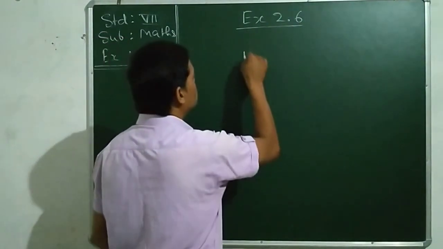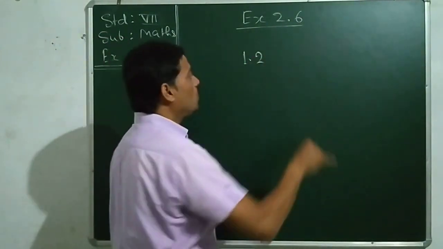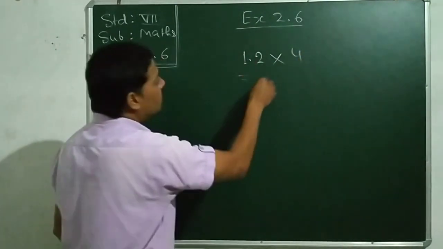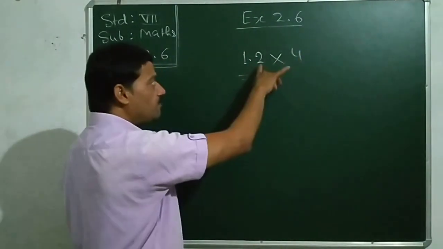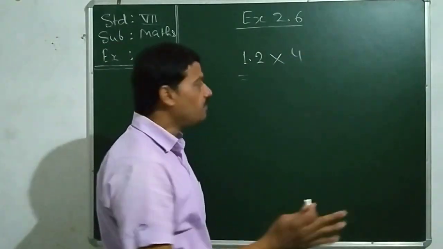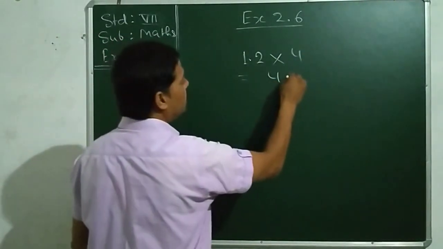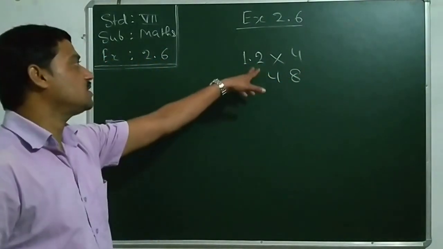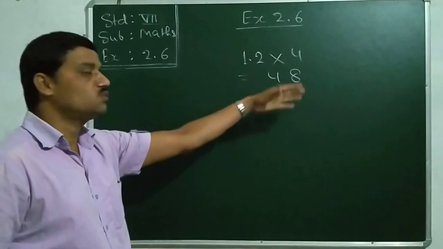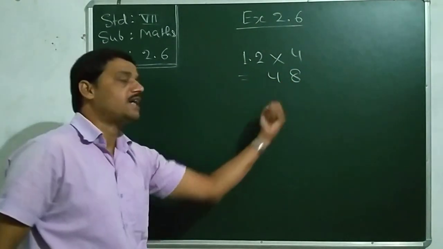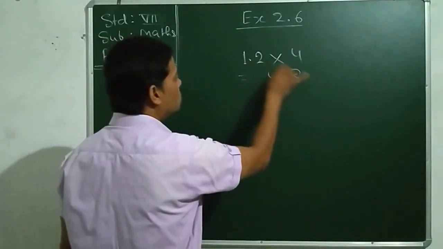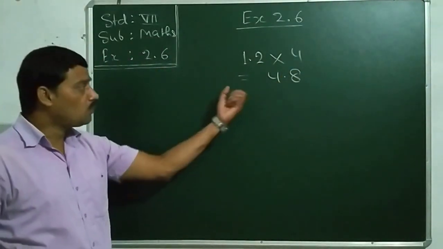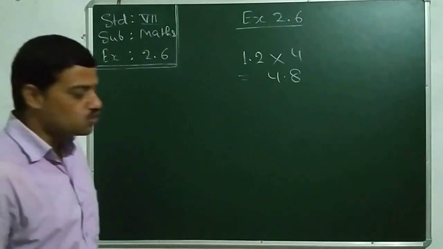See, one example I am giving you, 1.2 into 4. First we used to multiply them without the decimal, that was 48. Then, counting the number of digits appearing after the decimal, we place the decimal before that many digits. That is, we need to place the decimal only before one digit, 4.8. In this way you used to solve.